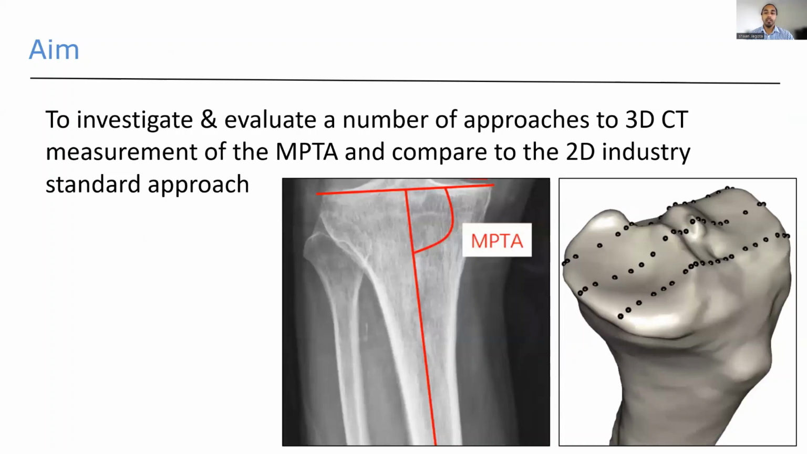The aim of this study was to investigate and evaluate various 3D CT MPTA measurement approaches and also compare these to the industry standard 2D measurement approach.